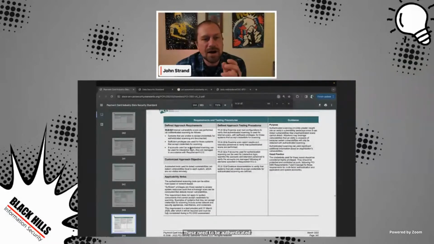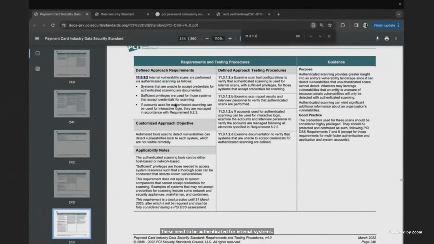Now, I'm not going to lie to you. This is going to suck. If you're in a PCI environment and you start having to do authenticated scans, it's not going to be pleasant. And the reason why is the number of vulnerabilities that you're going to have to deal with is going to go through the roof. But this had to happen, folks.